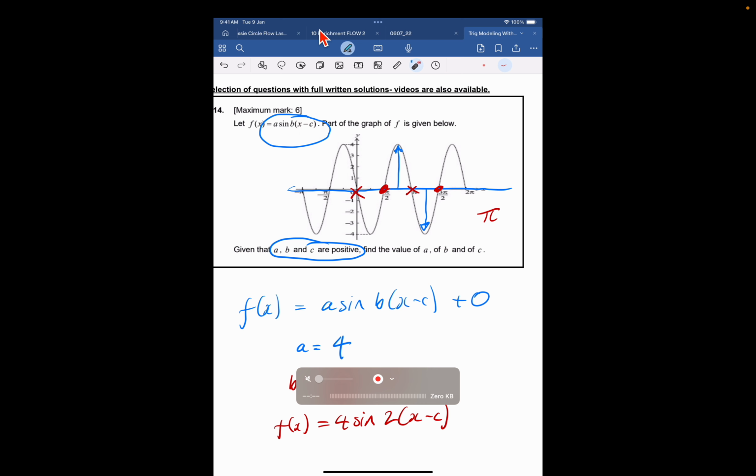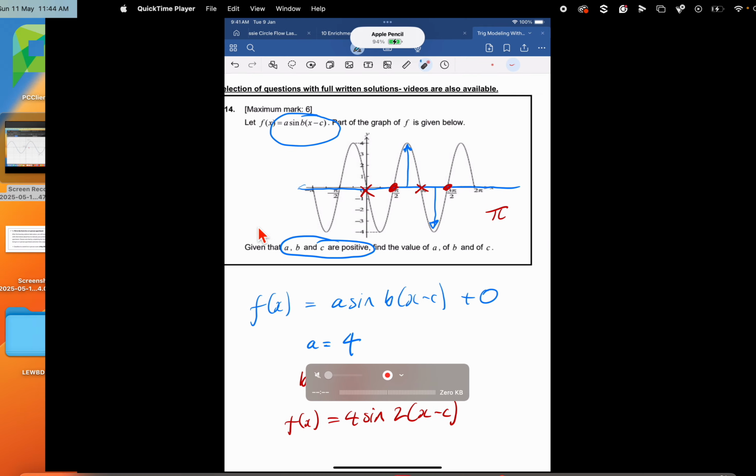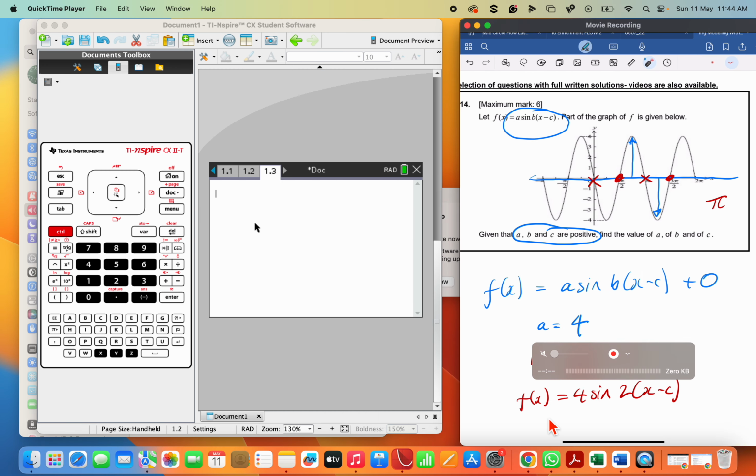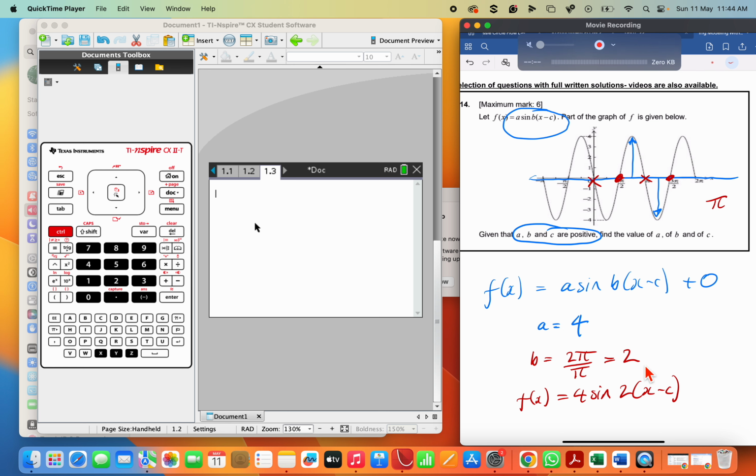Now there's two ways of doing it. We can do it with our calculator, which I'll do first of all, and then we can do it with a little bit of logic. So let's go to the calculator first. So I'm going to switch to the calculator. Now currently, can you see that our model is 4 sine 2x minus c. So all we have to do is substitute one pair of coordinate values into here to find the missing parameter c. And so I'm going to just choose 0, 0, right?